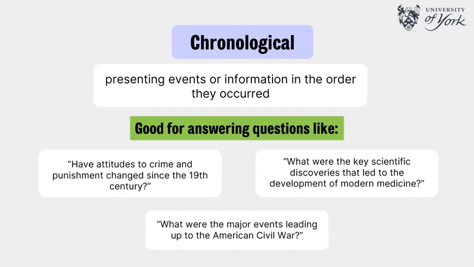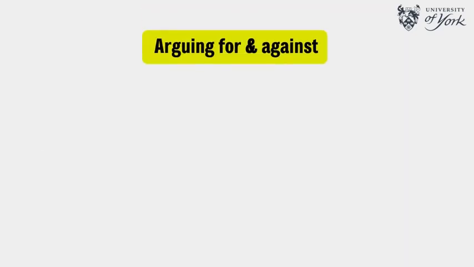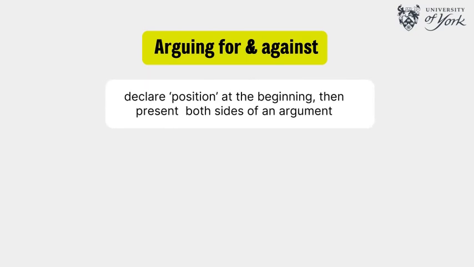Another way of structuring your essay is using the arguing for and against structure. In an arguing for and against essay, at the beginning, you will declare your position and present both sides of an argument. This type of essay structure is particularly useful when you're asked to evaluate a complex issue, as it allows you to consider multiple perspectives before taking a position.